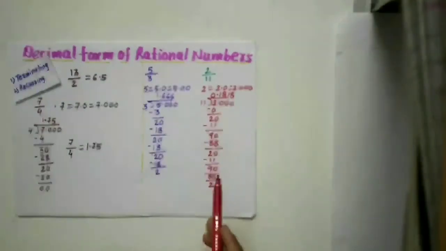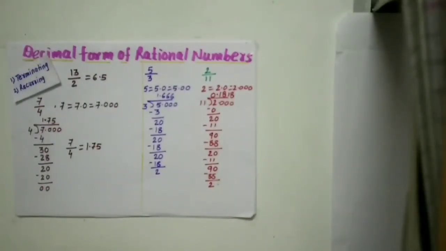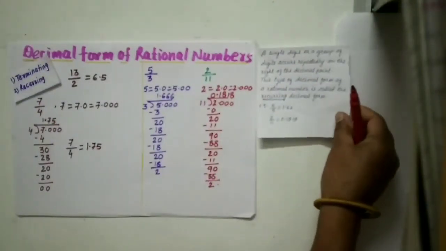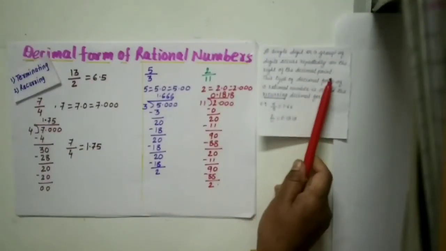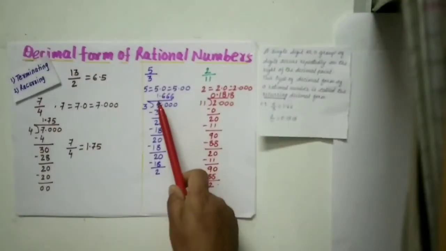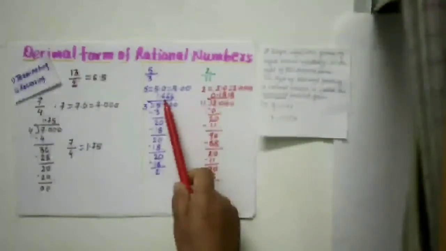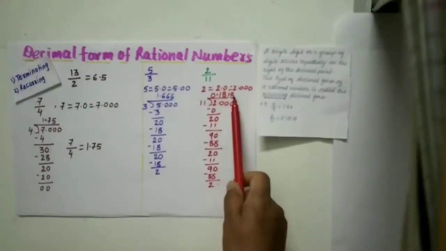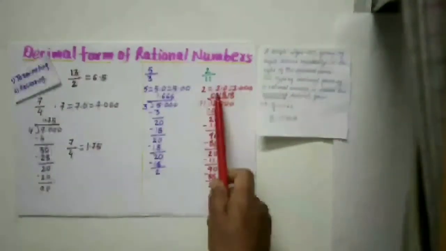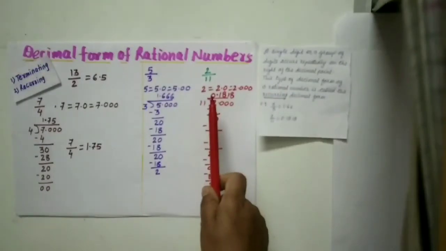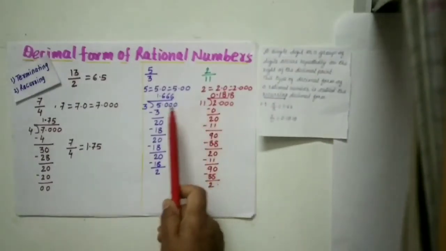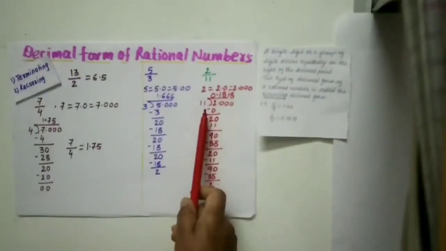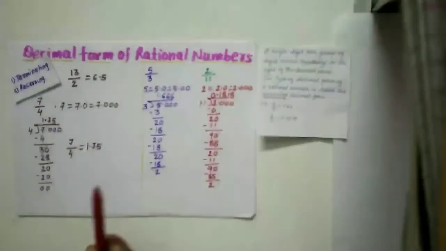Now here we can see this. When a single digit or a group of digits occurs repeatedly on the right of the decimal point, this type of decimal form of a rational number is called recurring decimal form. So these both are examples of recurring form. Okay, got it students?